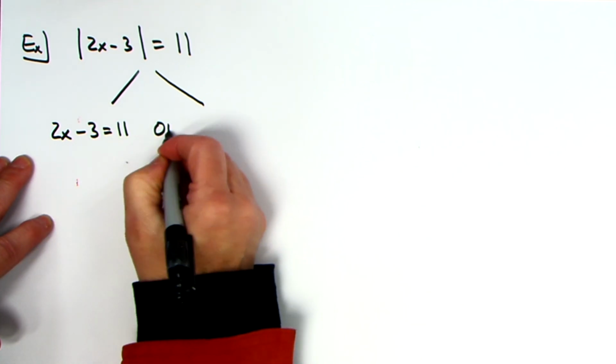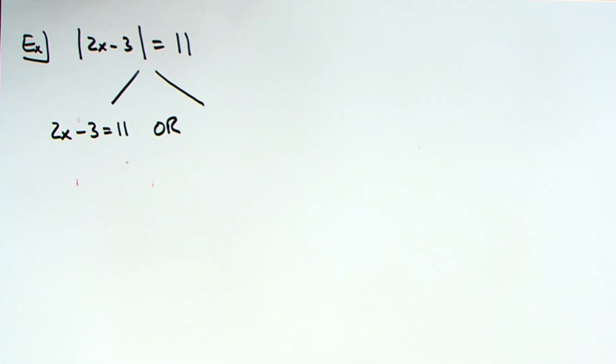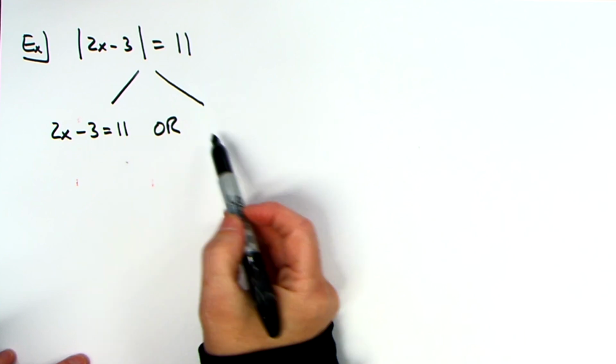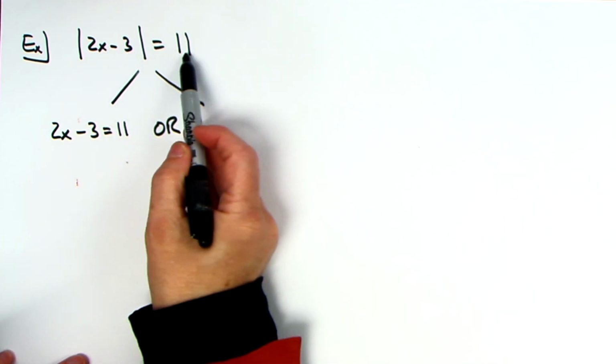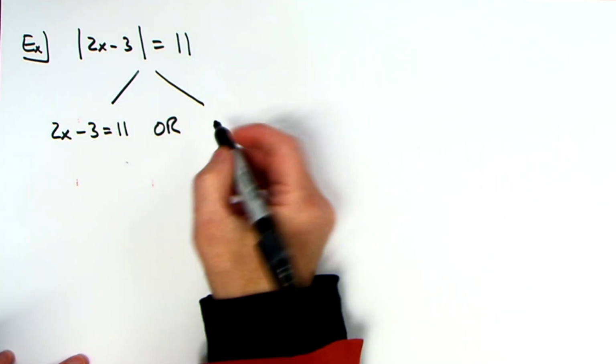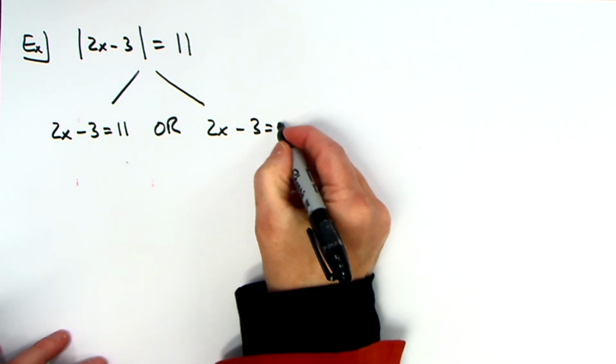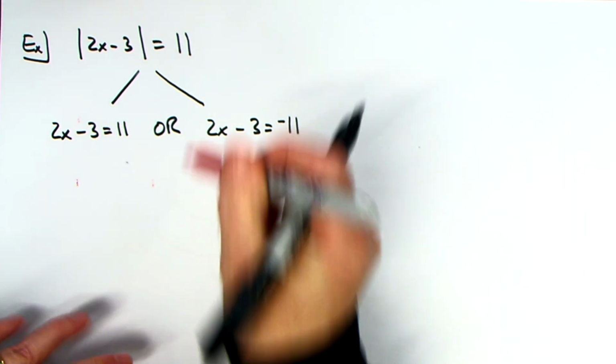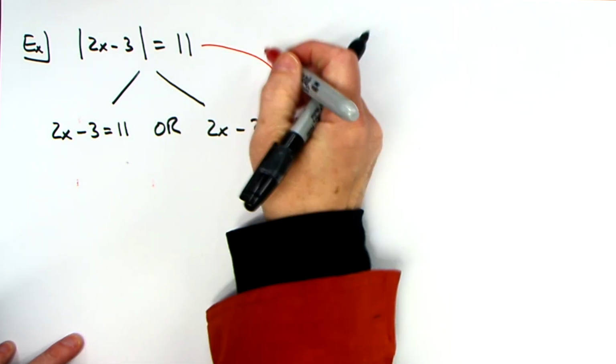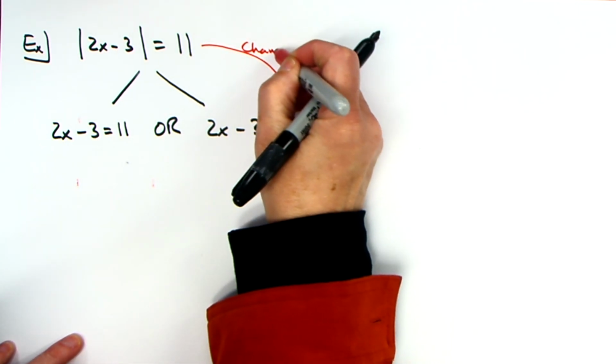Then I put the OR in there, because an absolute value with an equal sign will always be an OR. I'm going to write this equation again, and I'm going to change the sign on the 11. So 2x minus 3 is equal to a negative 11, and that's the part you've got to memorize. Change sign.